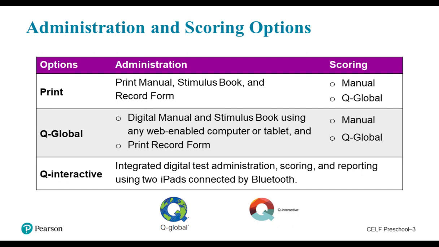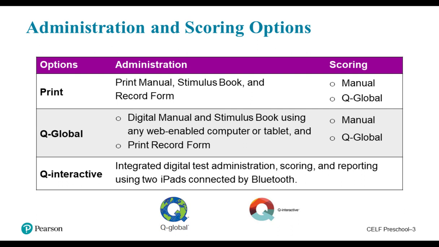The CELF Preschool-3 scoring is also available on Q Global, and the test results are presented in an easy-to-understand narrative report that can be downloaded to a word processing program and incorporated into your clinical reports. The CELF Preschool-3 Q Global score reports are a separate component from the CELF Preschool-3 kit. The reports may be purchased individually or as an unlimited subscription annually. The CELF Preschool-3 on Q Interactive is available as well.